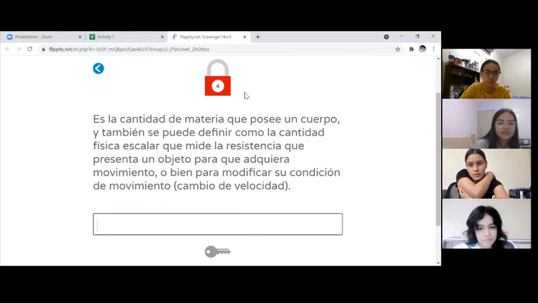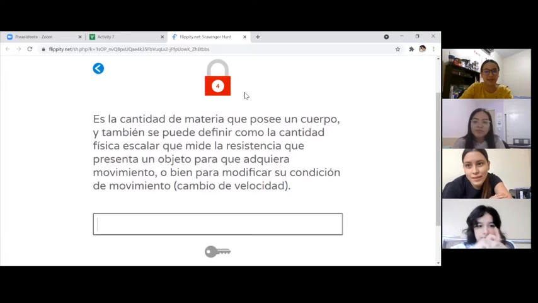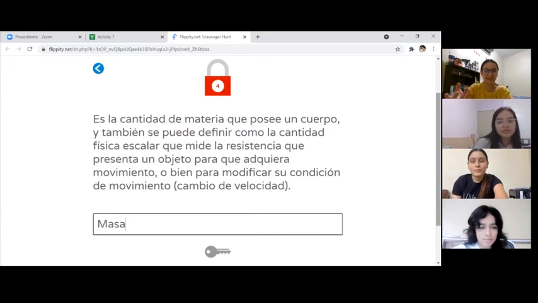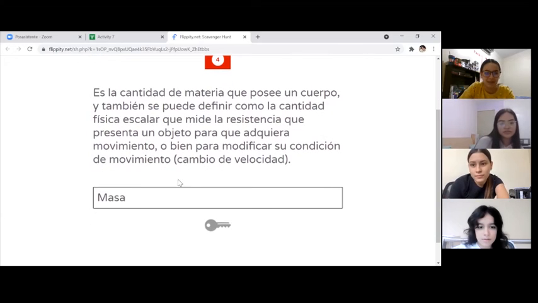I think that because it says materia que posee un cuerpo, we're talking about mass. Because volume is different, right? But I think it's mass. We can put both of them to see which one is correct. Okay. First, mass. But is it mass or volume?